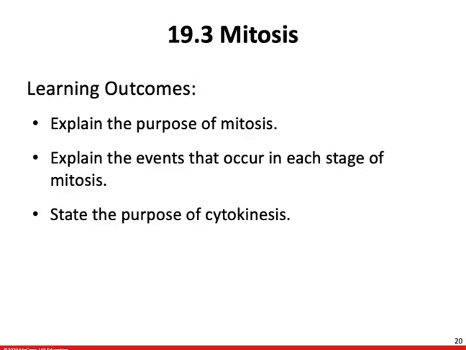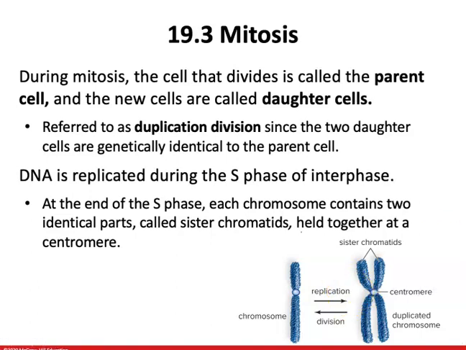All right, so in this section, we're going to specifically break down the process of mitosis. Mitosis is going to be responsible for creating new cells in the developing embryo, fetus, and child. It's also going to be responsible for the replacement of cells in adults. During mitosis, the cell that divides is called a parent cell, whereas the two cells that are going to be produced from the end are called daughter cells.